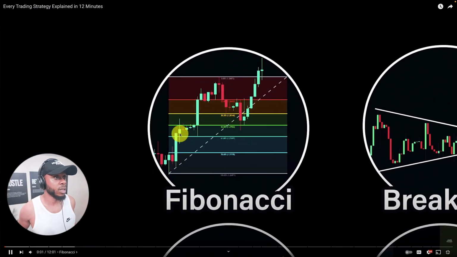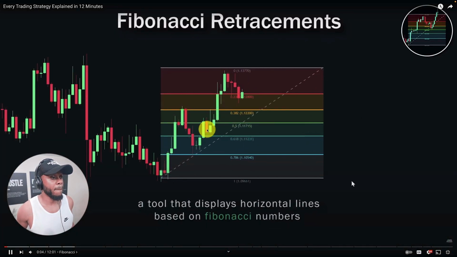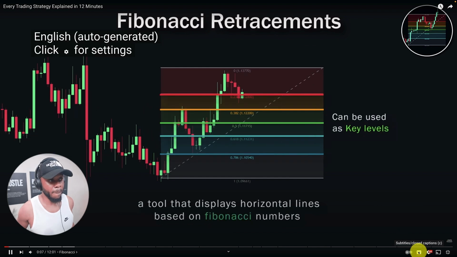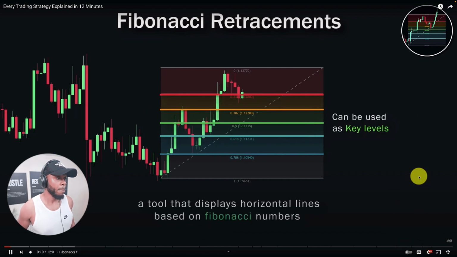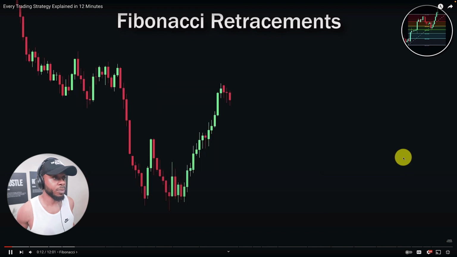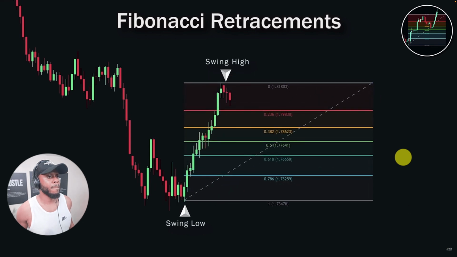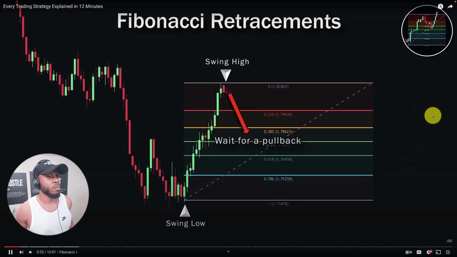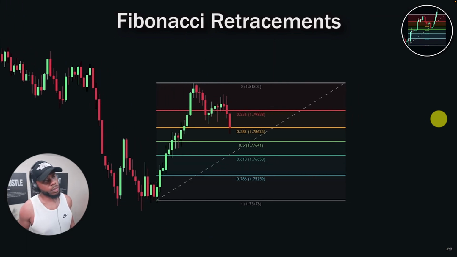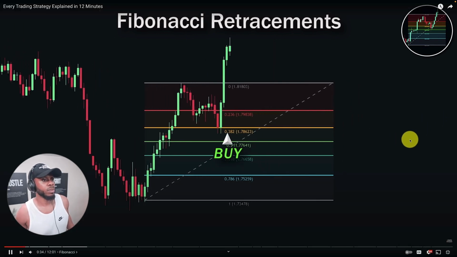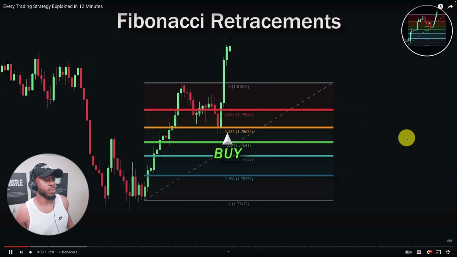Fibonacci retracements. It is a tool that displays horizontal lines based on the Fibonacci numbers. These lines can then be used as key support and resistance levels. To use the Fibonacci retracement tool, you first start by identifying a swing low and a swing high on a chart. Then, drag the tool from the swing low to the swing high. Next, wait for the price to make a pullback to one of these levels, ideally the 0.382 Fibonacci level, because that's the most common level where price tends to reverse from. So if price touches that level, that could be a good buy entry. Keep in mind that price could also reverse from other Fibonacci levels. Combine it with other confirmation signals to get a better entry.